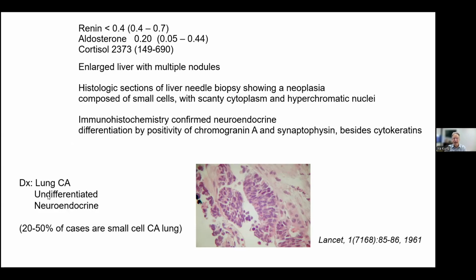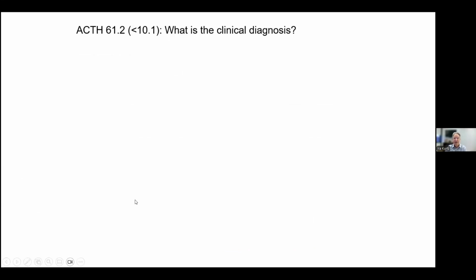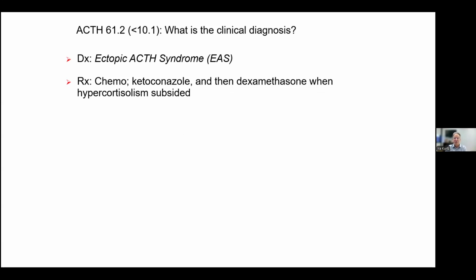This was felt to be lung CA undifferentiated neuroendocrine. 20 to 50% of these cases are small cell carcinoma. It was first described a long time ago in 1961. And then what they did was they measured the ACTH level, thinking maybe the tumor was secreting ACTH, and it was extremely high. So a diagnosis of ectopic ACTH syndrome was made. And the patient was treated with chemo, ketoconazole, and then dexamethasone when the elevated cortisol level decreased.